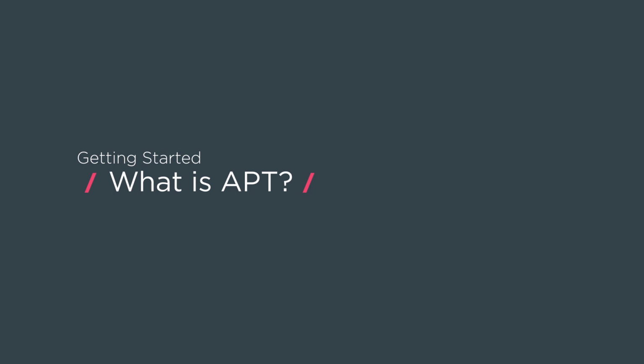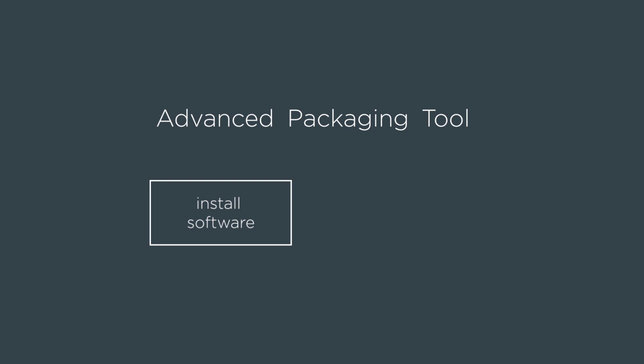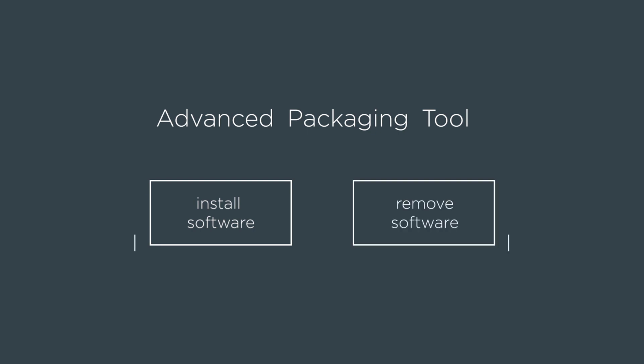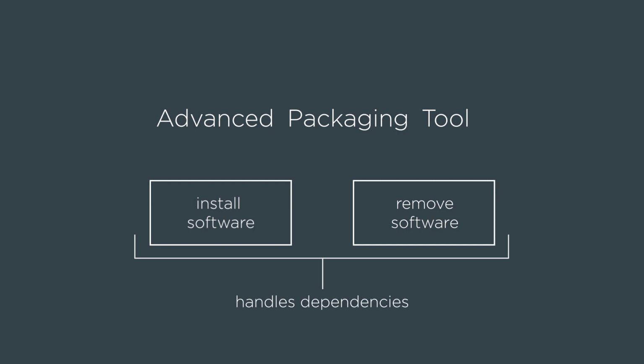Today we're going to talk about APT, which is a piece of software that is included by default in Cumulus Linux. APT stands for Advanced Packaging Tool, and it has two primary jobs in Cumulus Linux: to install software and remove software, and the very important subtask of handling all the dependencies with each of these two operations. Let's dig a little bit deeper into some of the processes around installing software.